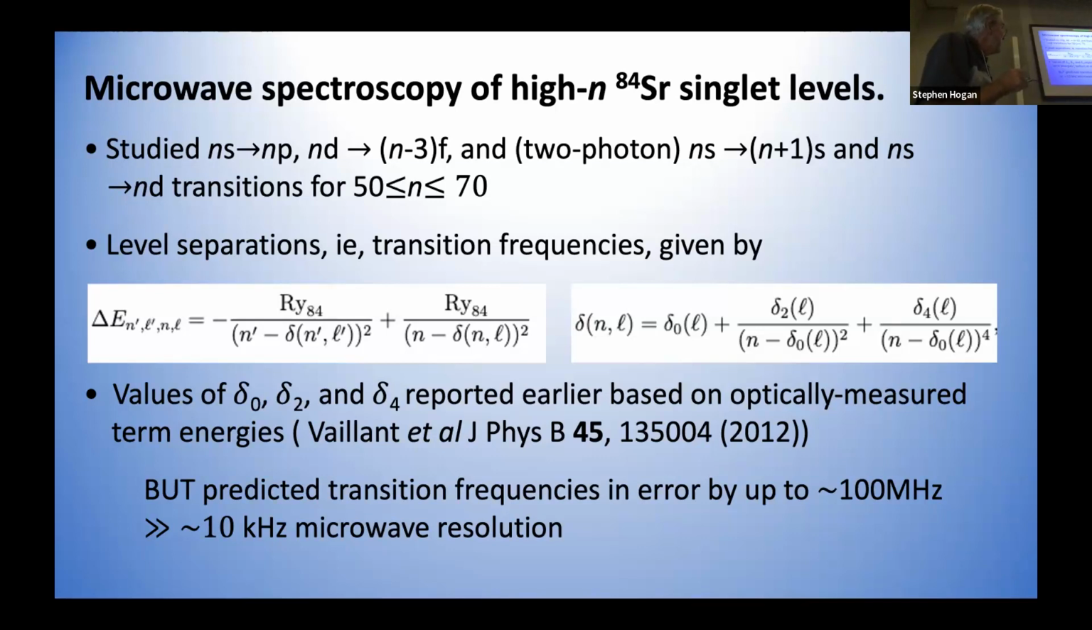Values of these parameters have been reported earlier based on optically measured term energies by Vaillant et al. However, the problem was that when we took these expressions and tried to predict transition frequencies, we got an error of up to 100 megahertz. That's not very much in a 20 gigahertz frequency band, but it is when you're considering microwave transitions where you can get 10 kilohertz resolution.